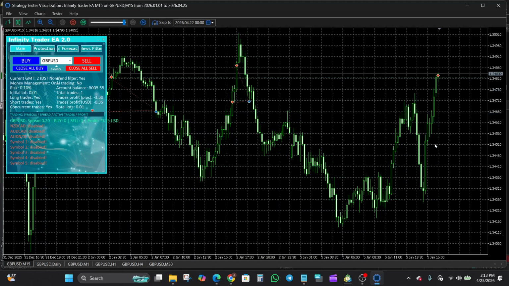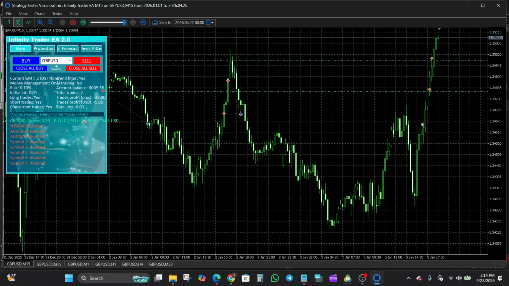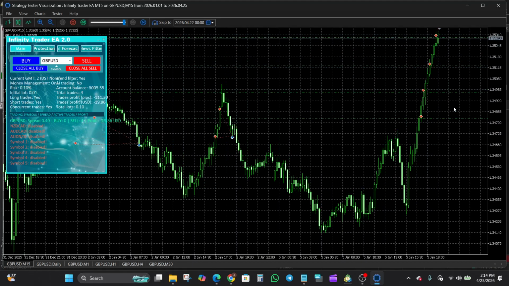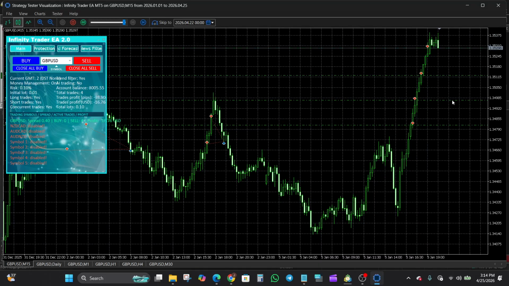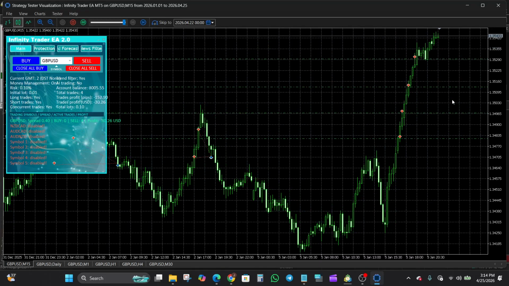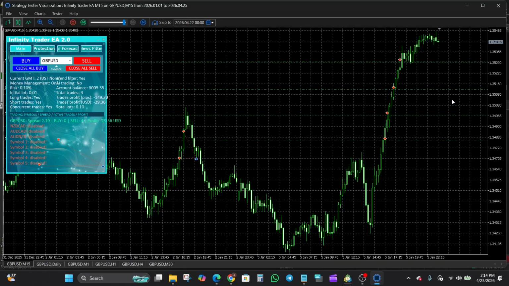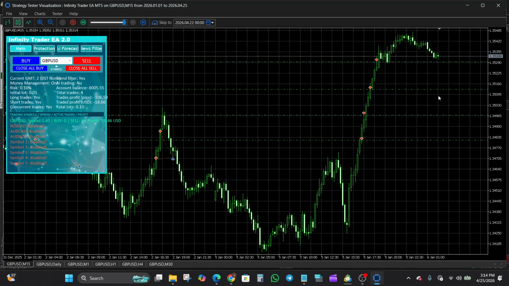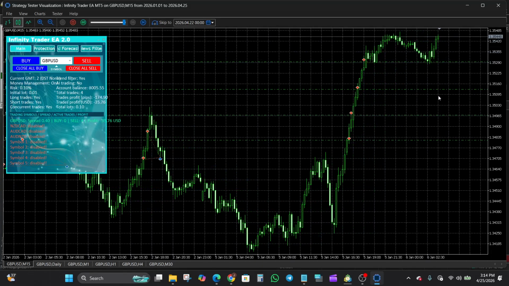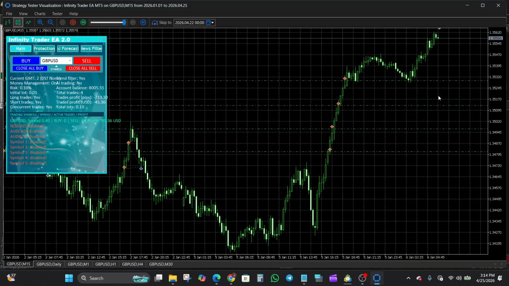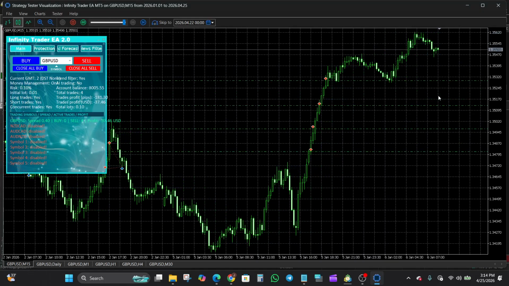All right, so this doesn't look like a grid system. These are independent trades triggered by separate signals, which is important. Each position has its own logic, meaning risk is distributed across setups rather than compounded into one direction.